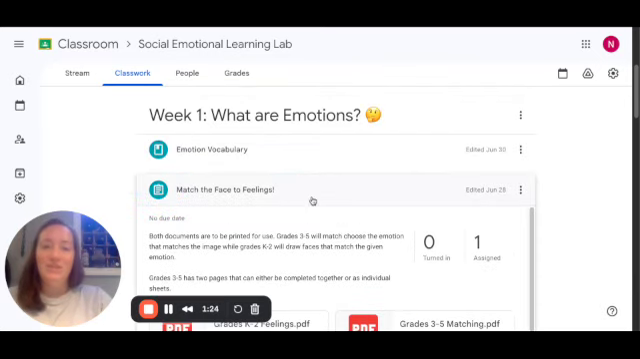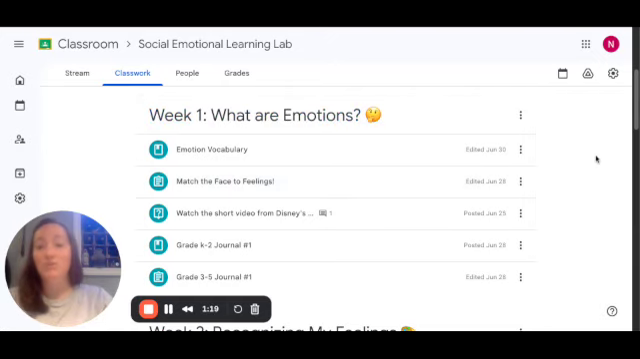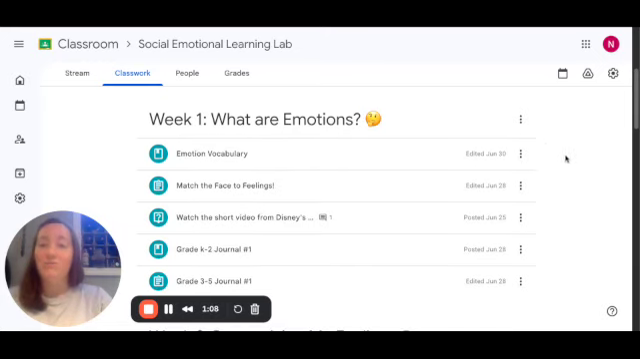So each week has a different topic to it. So with week 1, you are focusing on what are emotions. Some kids, specifically in low income schools, don't understand that there's more emotions than just happy, sad, and mad. So this is really for them to understand that there are emotions that are deeper than the general ones, the basics that you hear about.